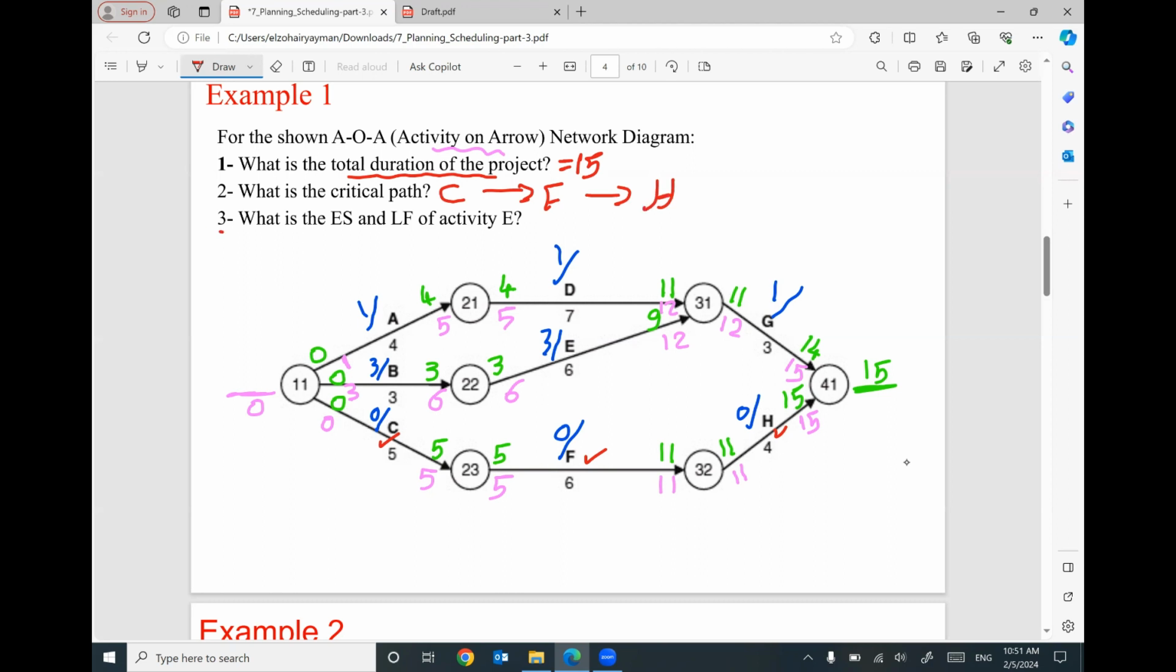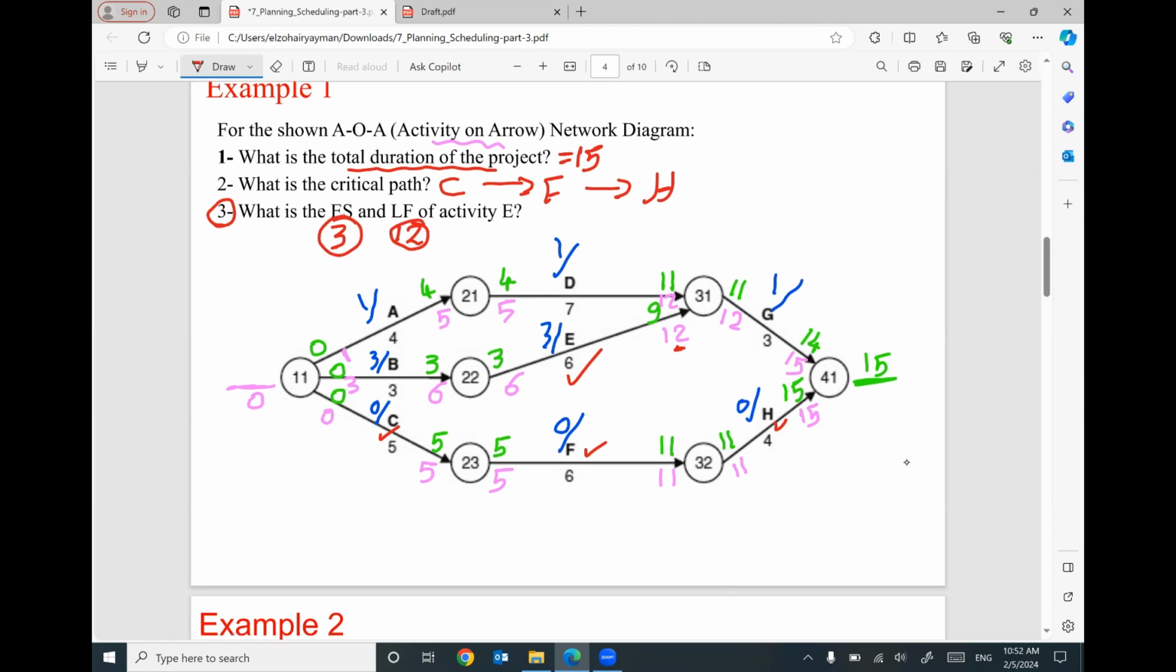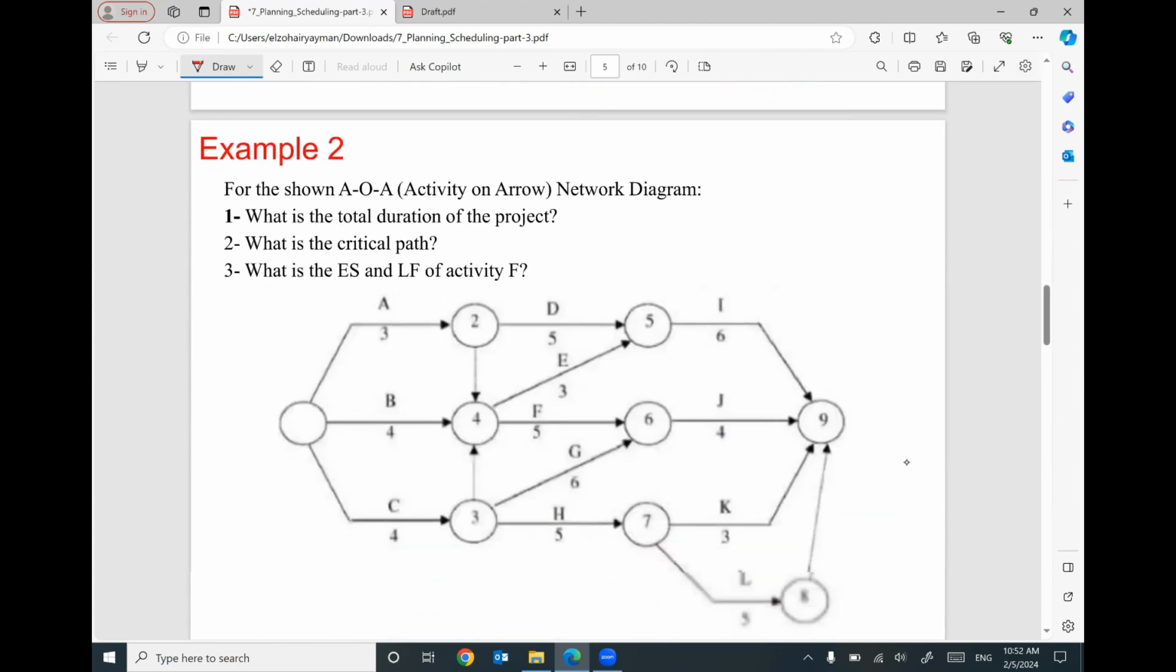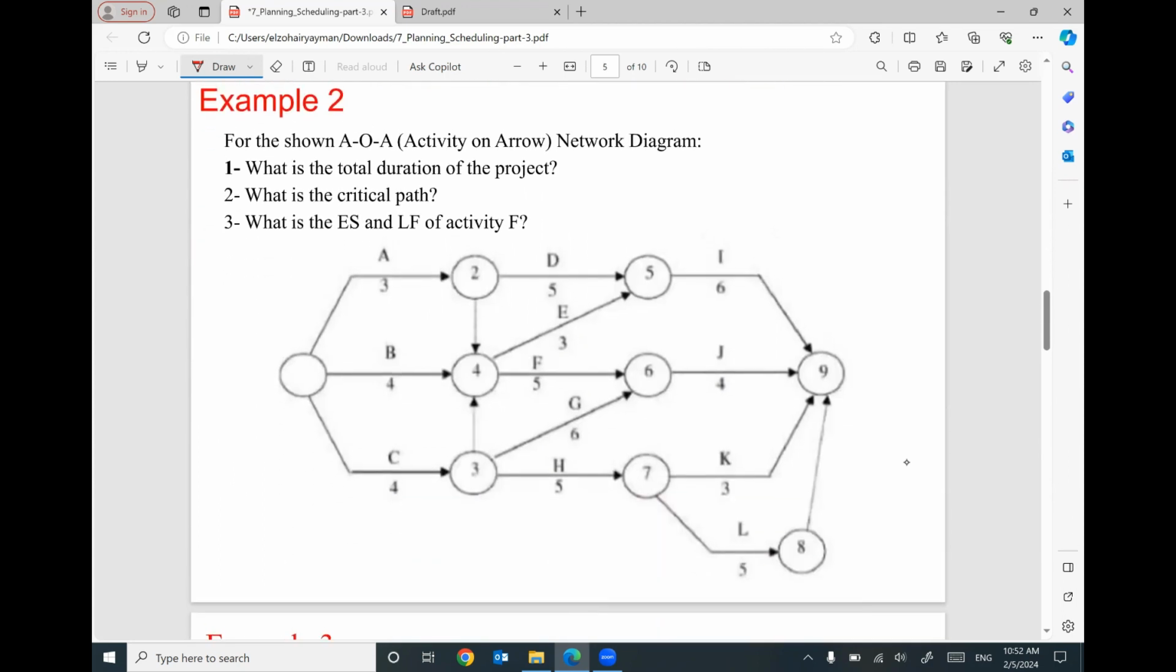The last question in this network, in this example: what is the early start and late finish of activity E? Here is activity E. The early start for this activity will be 3. The late finish for this activity will be 12. That makes sense? Let's do one more example. We have another example here.